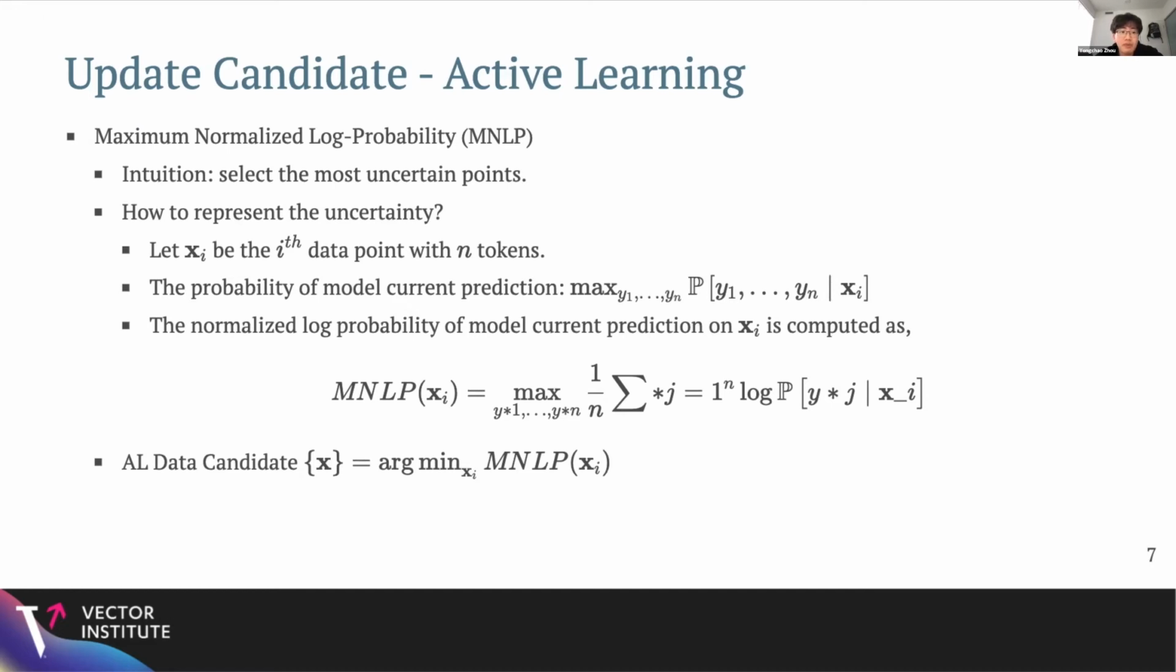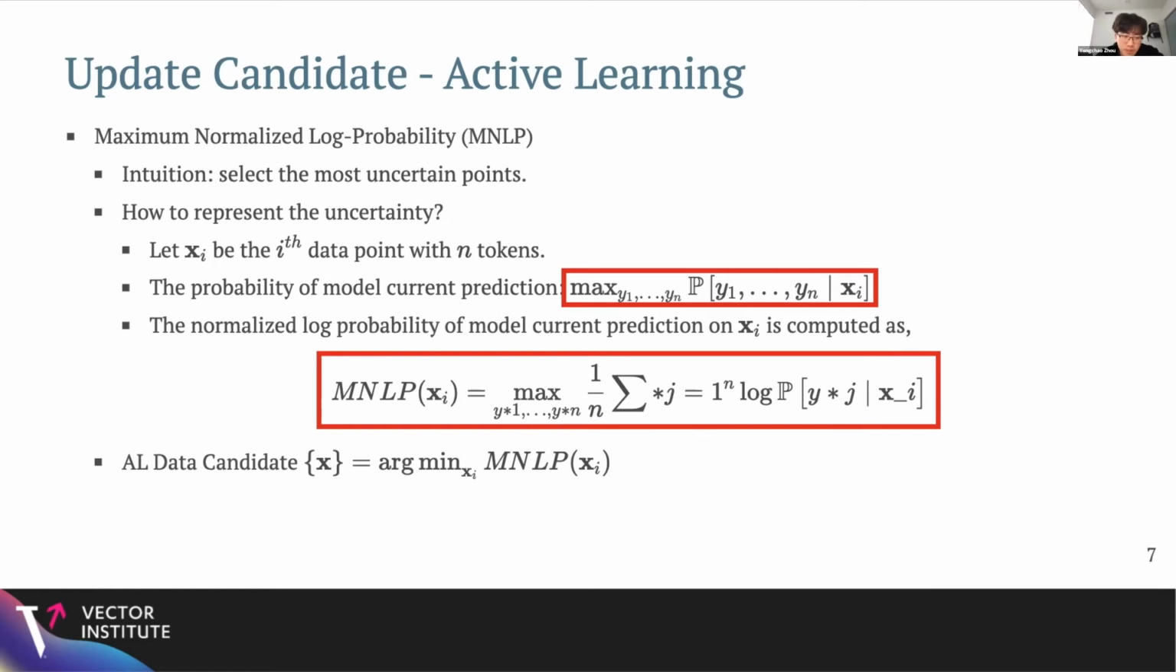So how do we represent the uncertainty? Let xi be the data point with n tokens. The probability of the model's current prediction can be computed as this one. And since different sentences may have different lengths, in order to take that into account, people proposed normalized log probability, which is this one.